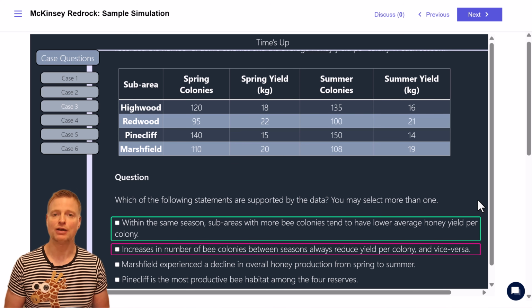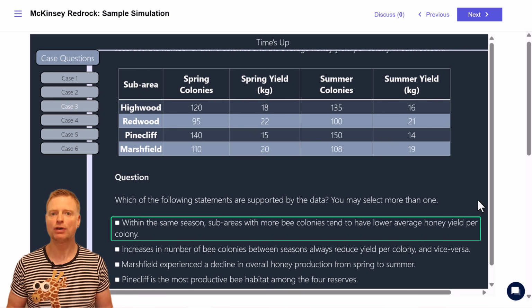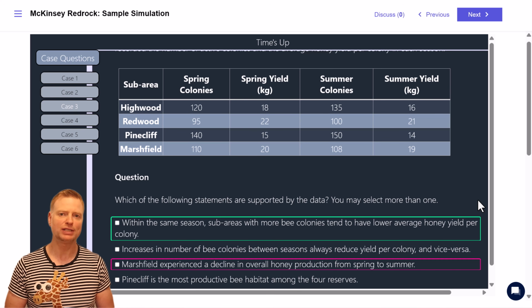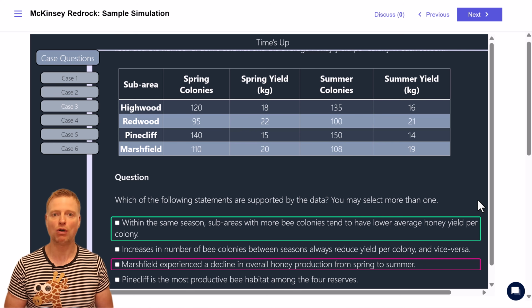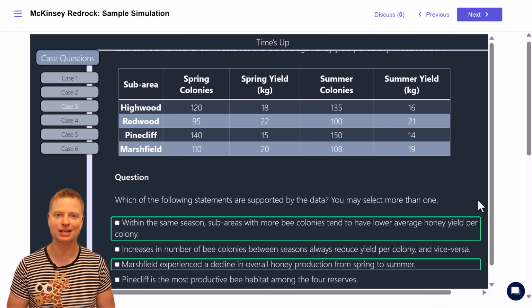In summer, there are 108 colonies producing 19 kilos of honey. In spring, a higher number of bee colonies, namely 110, does correspond to a larger honey production of 20 kilos. Hence, the second statement is not true. The third statement reads, Marshfield experienced a decline in overall honey production from spring to summer. This is true. Marshfield produced 20 kilos of honey in spring, but only 19 kilos in summer.